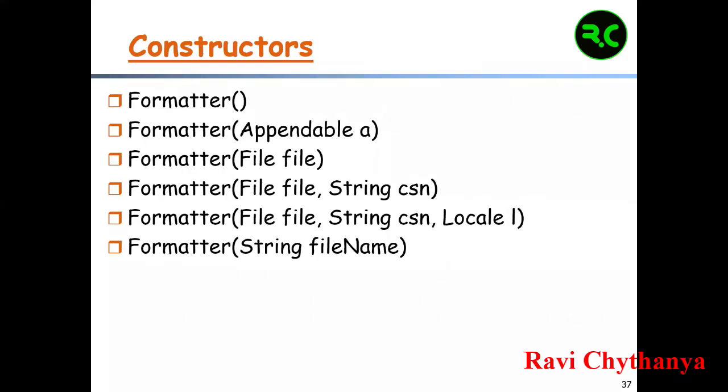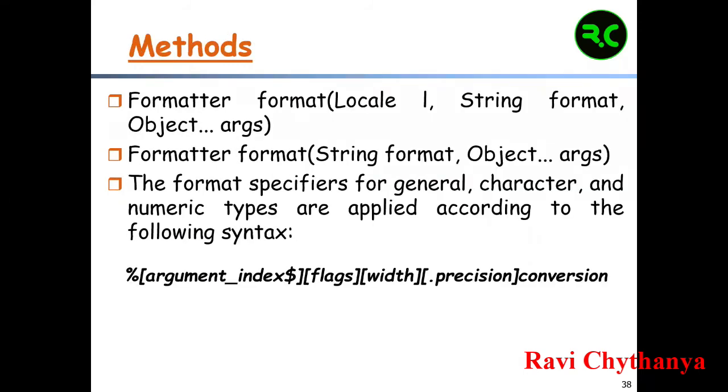So this Formatter class contains some constructors. Already we have discussed these constructors, and today we are going to learn the methods and how we are going to use them. The Formatter class contains only two methods, which are nothing but one method with different parameters. The first method is format with the locale we want to use, so we can localize the format.